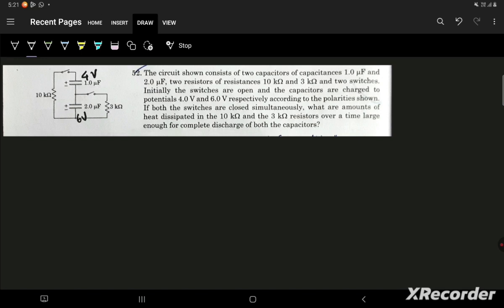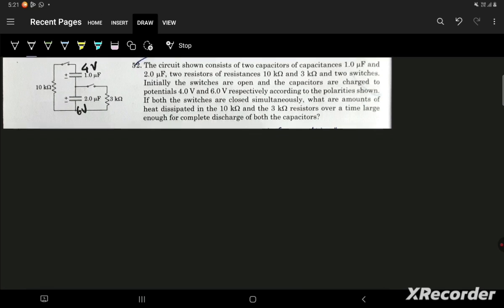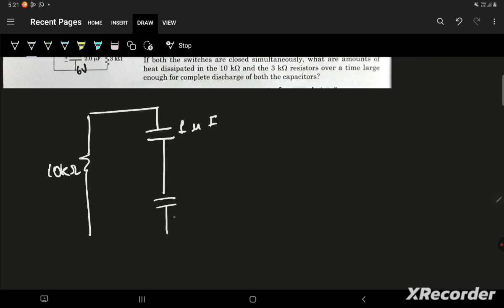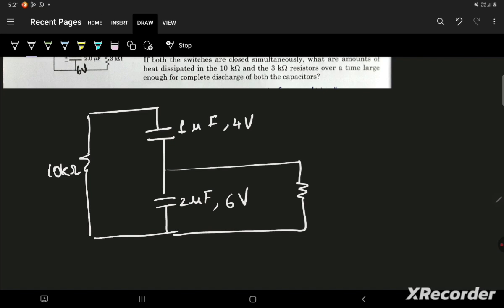Okay, so the key idea is in this problem we'll use some kind of jugaad, right? So let's get started. Okay, here's our circuit: 10 kilo ohms, 1 microfarad, 2 microfarad, 6 volt, 4 volt, and here's 3 kilo ohms.